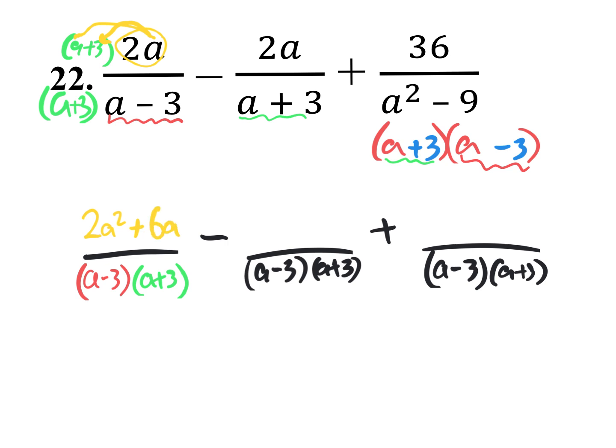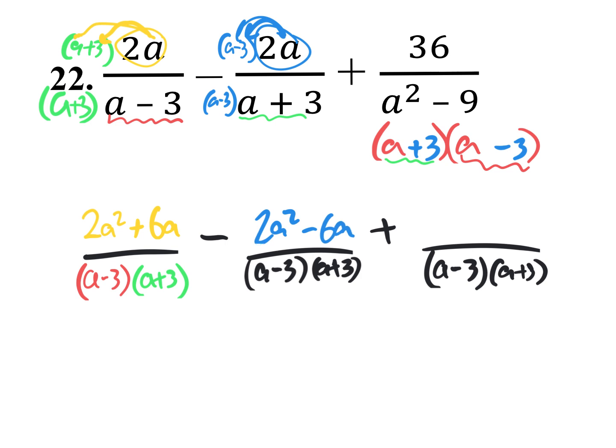Now, this next denominator is A plus 3. So how do we change this A plus 3 to become A plus 3 times A minus 3? Obviously, you're missing that A minus 3. So you're going to multiply by A minus 3. You're going to multiply by A minus 3. And you do have to distribute again. 2A times A is 2A squared. 2A times A minus 3 is a negative 6A.